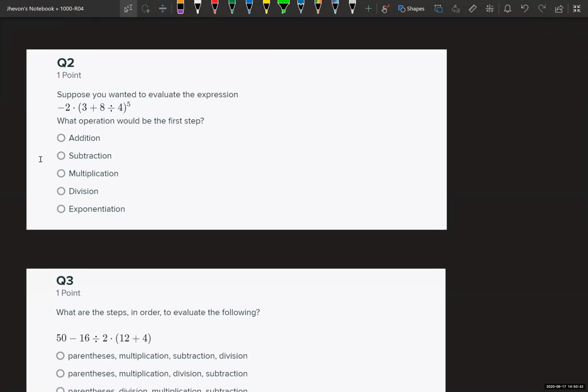Division. Division, right? Again, because of PEMDAS, what is inside the parentheses is considered first, and inside the parentheses you have addition and division. D comes before A, so division is the first one. So the first step in this problem would be to divide 8 by 4 to get 2.